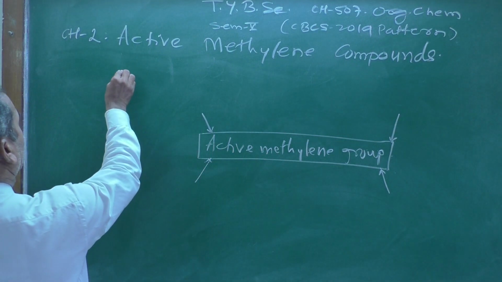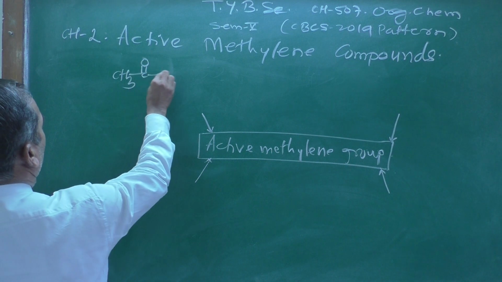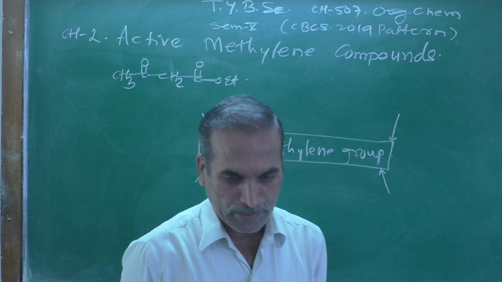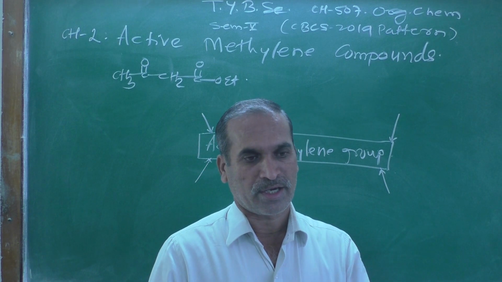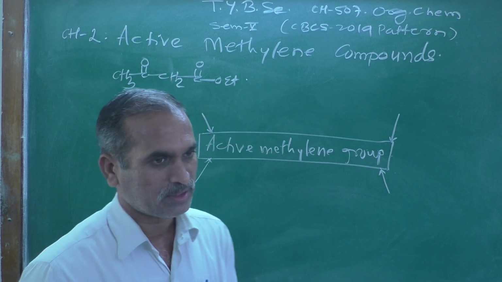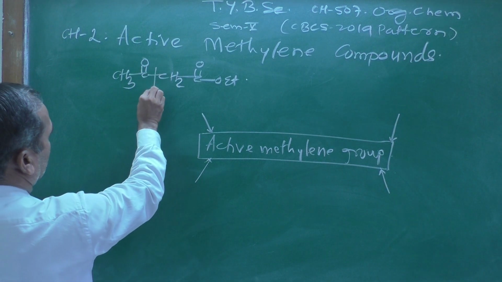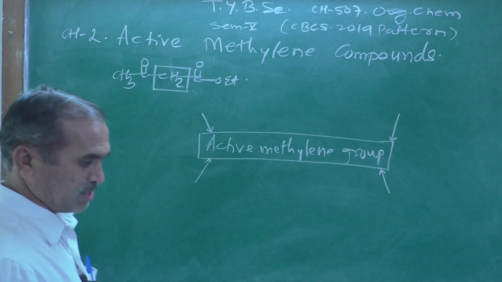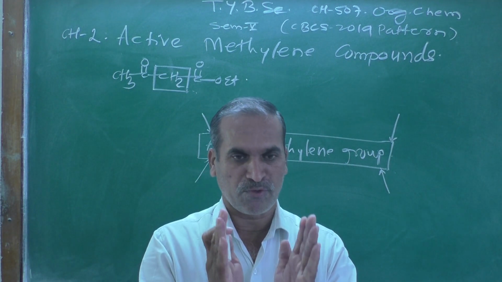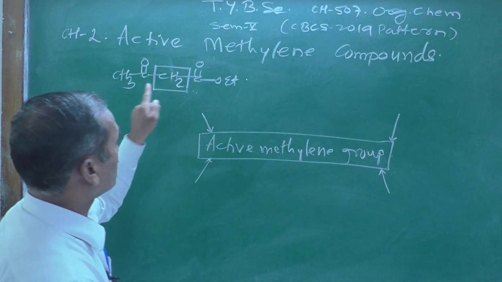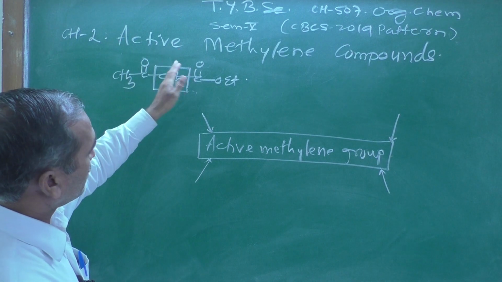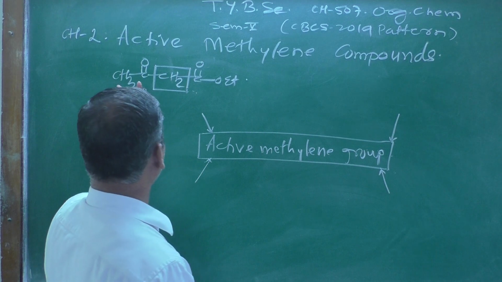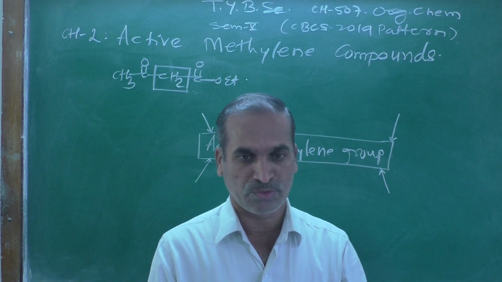Let's see the structure of the first one: CH3, C double bond O, CH2, C double bond O, OEt. This is one of the compounds known as an active methylene compound or reactive methylene compound, because look here, this CH2, I am highlighting in a square bracket so that you can focus your attention on that CH2. On one side there is a carbonyl group, on the other side there is also a carbonyl group, and this CH2 group is flanked between two electron withdrawing groups. This group we can call acetyl, and this group an ester group.